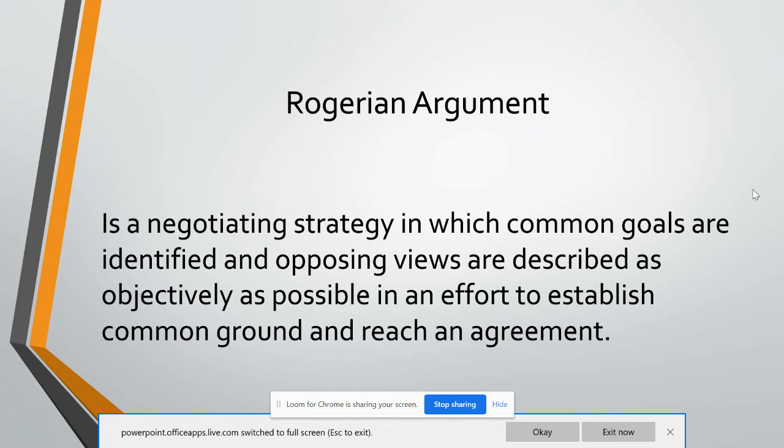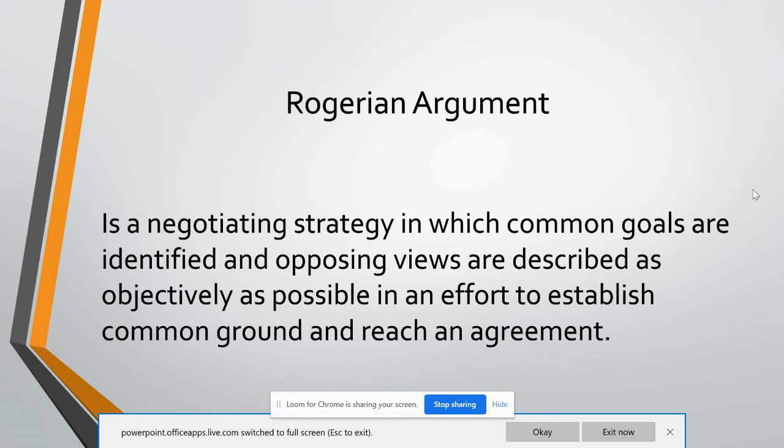Rogerian argument. This is a negotiating strategy in which common goals are identified and opposing views are described as objectively as possible in an effort to establish common ground and reach an agreement. So this is basically what you need to do at the end of your papers. If you're writing an argumentative paper, you want to set out how you feel, your stance, your claim, your assertion. You want to have all of that out first.